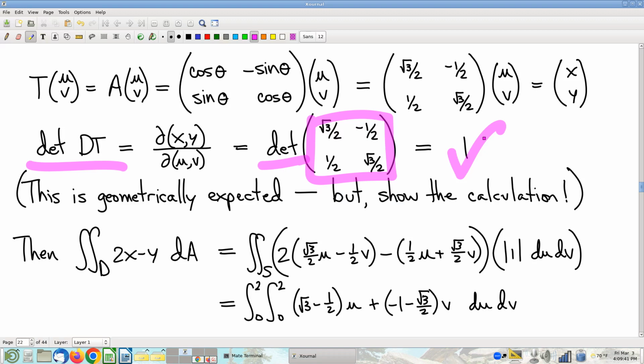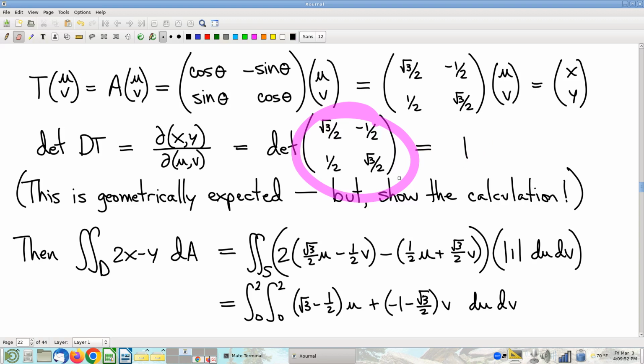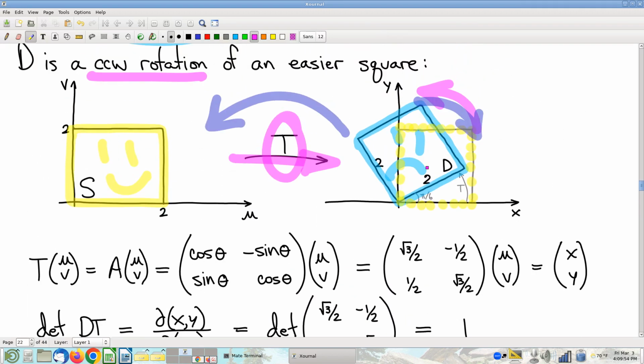Isn't that nice? At a glance, it's tempting to look at that and be like, well, how could that be? Look at all the square roots and fractions and stuff. How did it all just perfectly cancel? We got 1 exactly? What are the odds? Well, in fact, I claim this is geometrically pretty plausible.